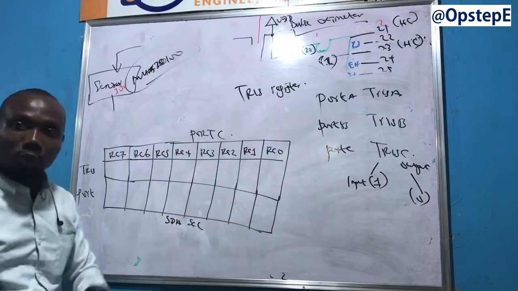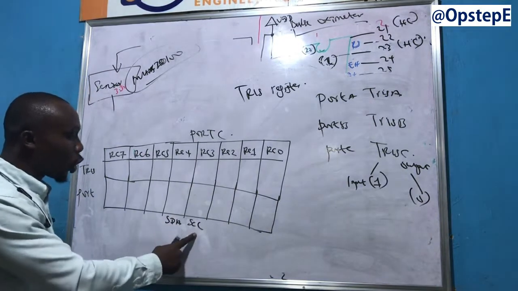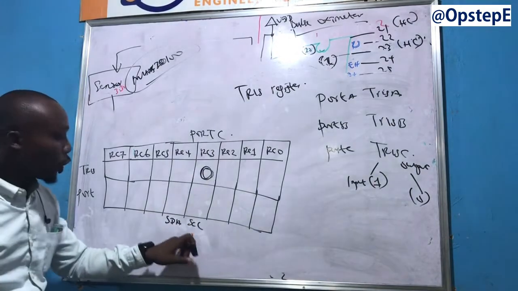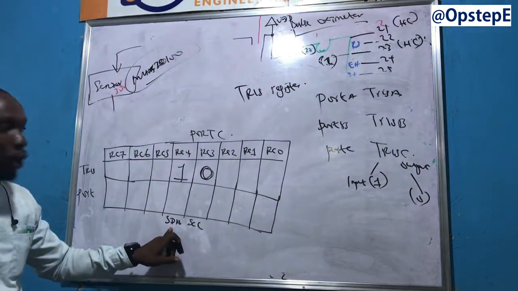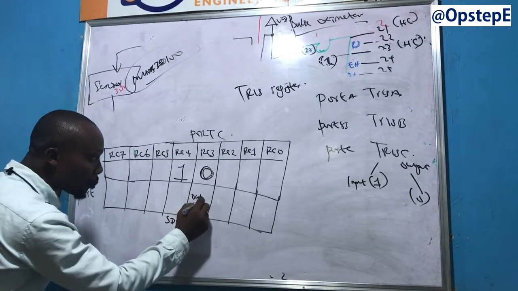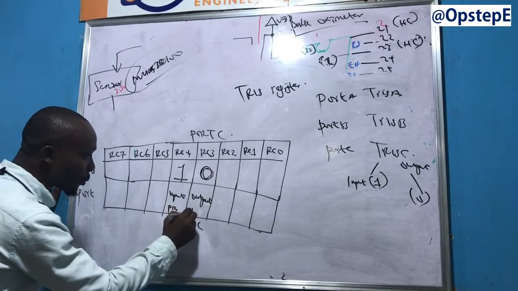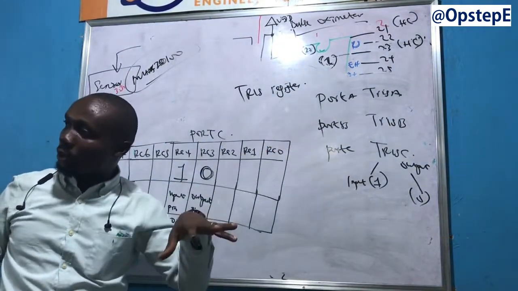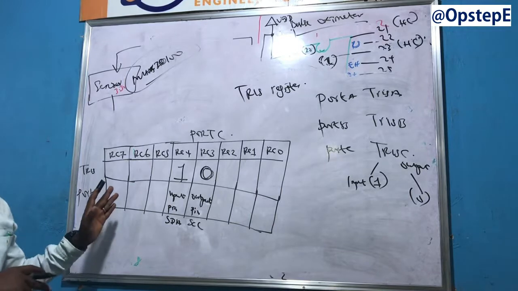Now, for me to tell the controller, are you following me? That this SCL is a clock, an output pin, on the TRIS I need to write a 0 here. To tell it that this is an input pin, I'm going to write a 1 here. So the controller automatically understands that RC3 is an output pin and RC4 is an input pin. Anywhere there's a zero on the TRIS register, that pin is made an output. Anywhere there's a one on the TRIS, it is made an input. Boss, do you understand this?